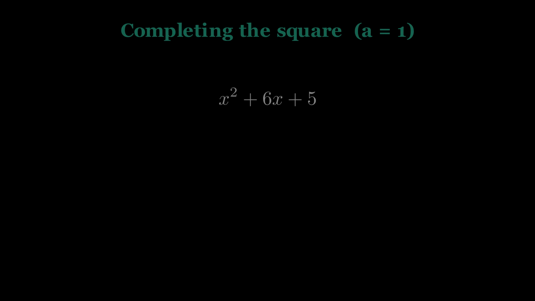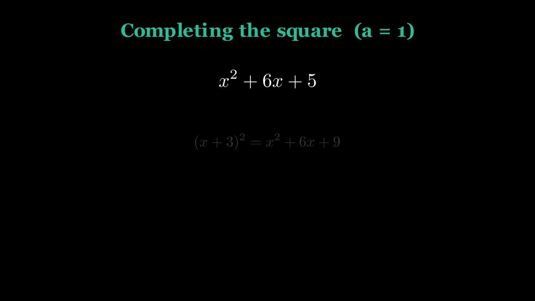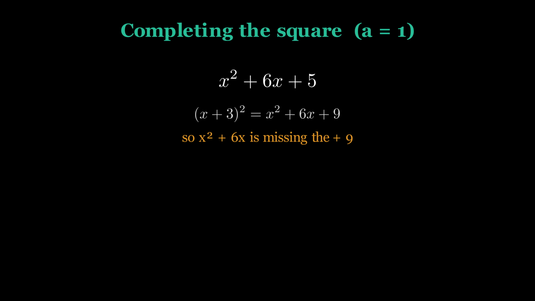So how do we complete the square? Take x squared plus 6x plus 5. Here's the key idea. We want x squared plus 6x to become a perfect square. Now x plus 3 whole squared expands to x squared plus 6x plus 9. So x squared plus 6x is almost that. It's just missing the plus 9. So we add 9 to complete it, then immediately subtract 9 to keep it equal, and bring down the plus 5. That gives x plus 3 whole squared minus 9 plus 5.